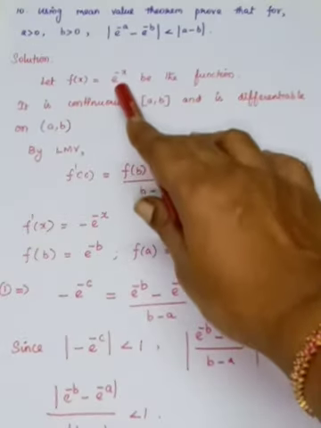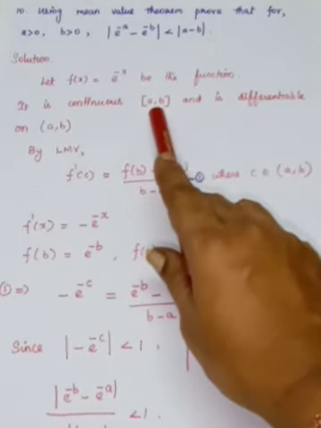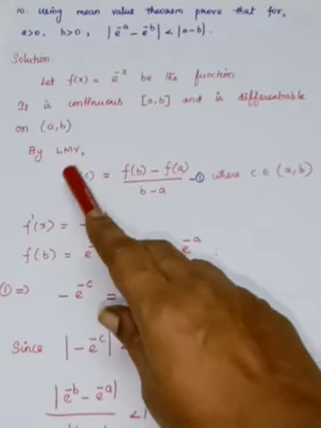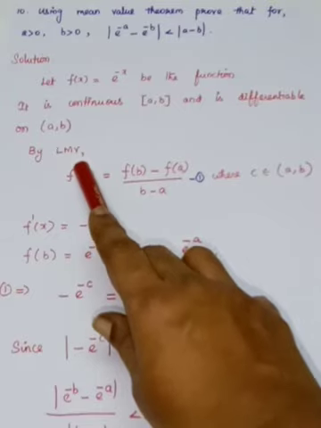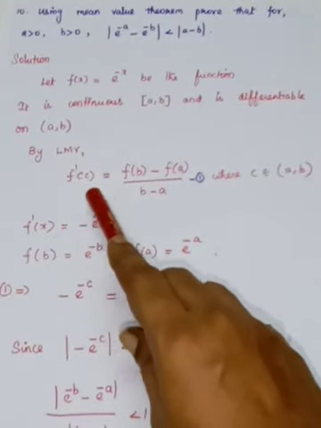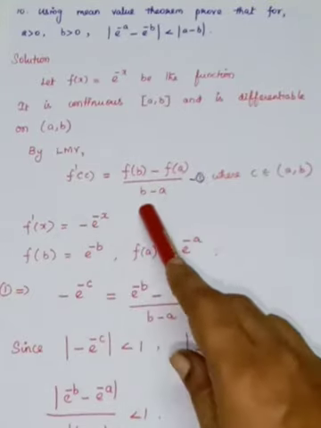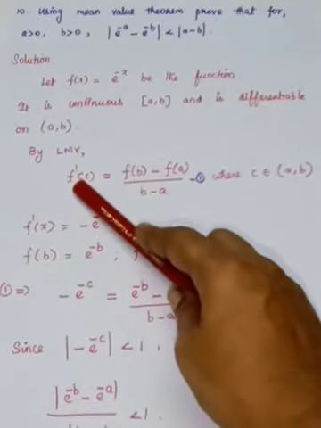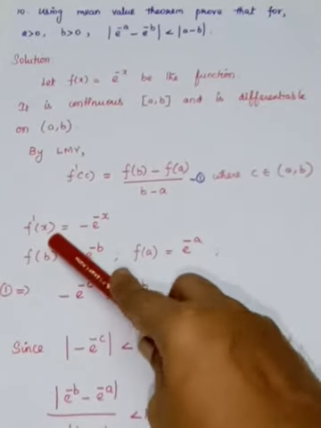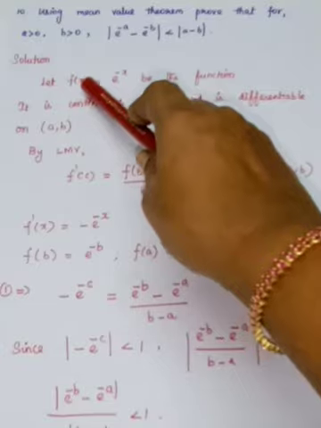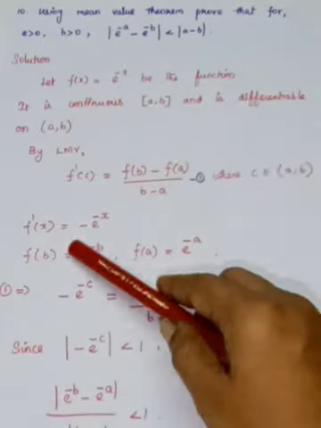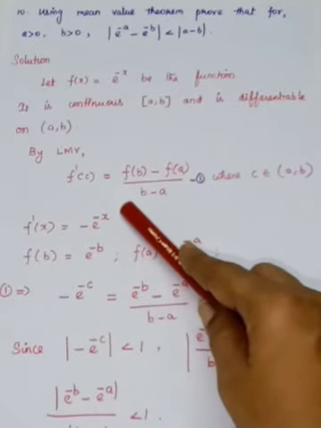Okay, so this function you know very well, it is continuous in the closed interval a comma b and it is differentiable on the open interval a comma b. So we have to use the mean value theorem, Lagrange's mean value theorem. So f dash of c is equal to f of b minus f of a divided by b minus a, where c belongs to the open interval a comma b. So first you consider the left side, f dash of c. For that you have to differentiate the function. So f of x, if you differentiate, it is f dash of x. E power minus x, if you differentiate, minus e power minus x.